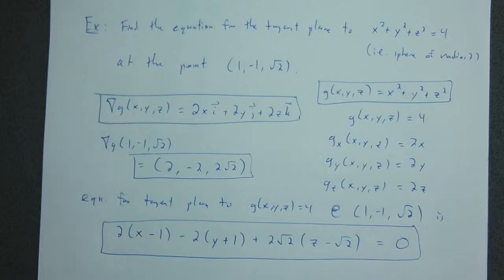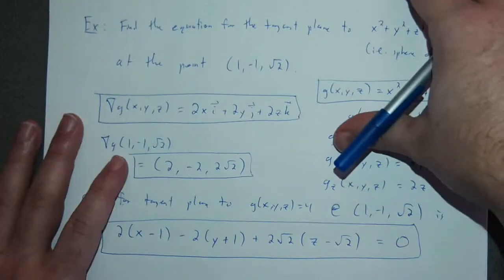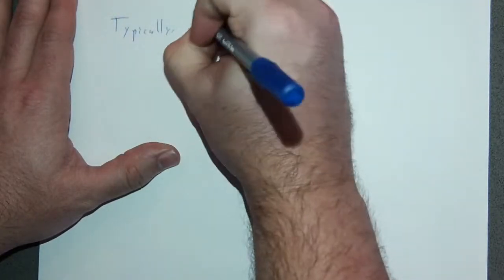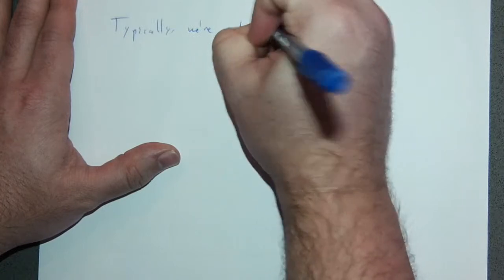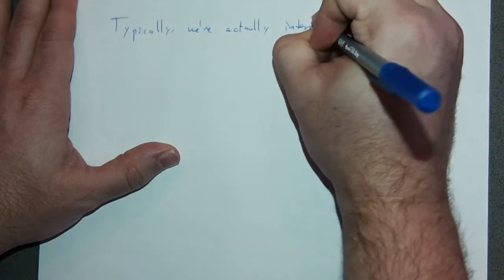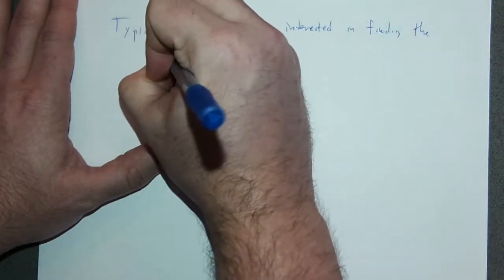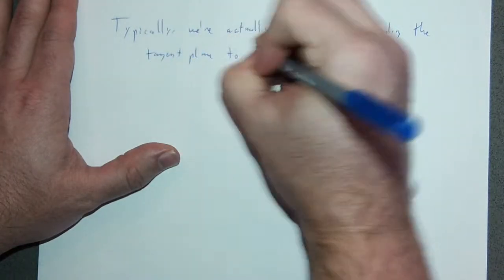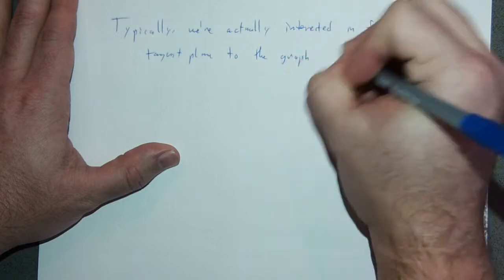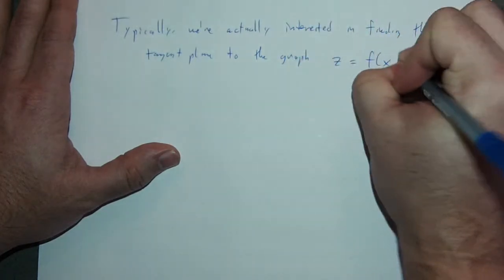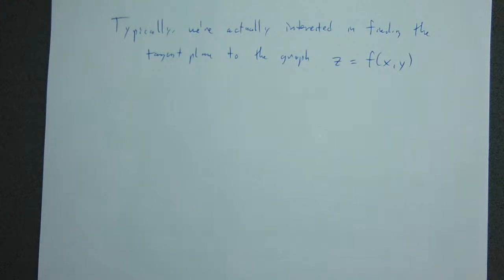Now, what we are typically interested in, of course, is not the tangent plane to a level surface, but the tangent plane to the graph of a function. So typically, what we're interested in is finding the tangent plane to the graph z is equal to f of xy. That is, to the graph of a function of two variables.